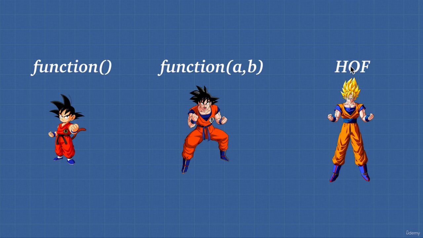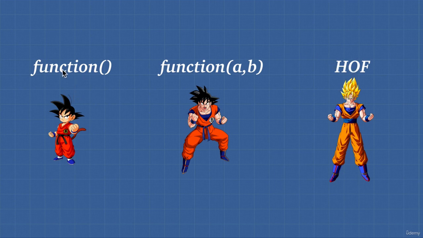Now, higher order functions are simply a function that can take a function as an argument or a function that returns another function. That's it. That's all a higher order function is. But the big problem is that most people know what higher order functions are, but don't really understand why they're useful, why we care. So my challenge in this video is to make you understand why higher order functions are useful. Let's get started with the first one.